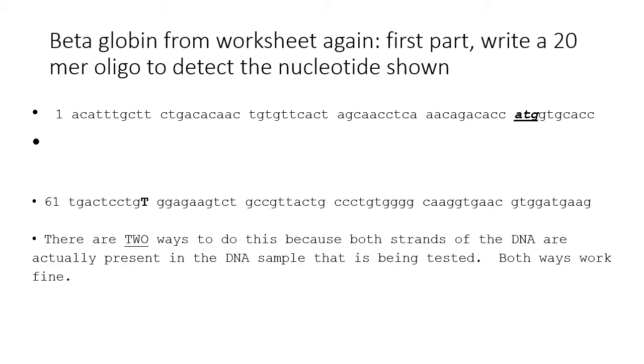We do want the T to be in the middle, because that's analogous to the dot blot assay we use for the sickle cell allele, where the middle nucleotide, if it's a mismatch, will destabilize the hybrid. So we're going to write a 20-mer that centers on that T, that can detect that allele either in the RNA or the DNA. Well, in this case, in the DNA. Because both strands are present, it doesn't matter which one you pick.